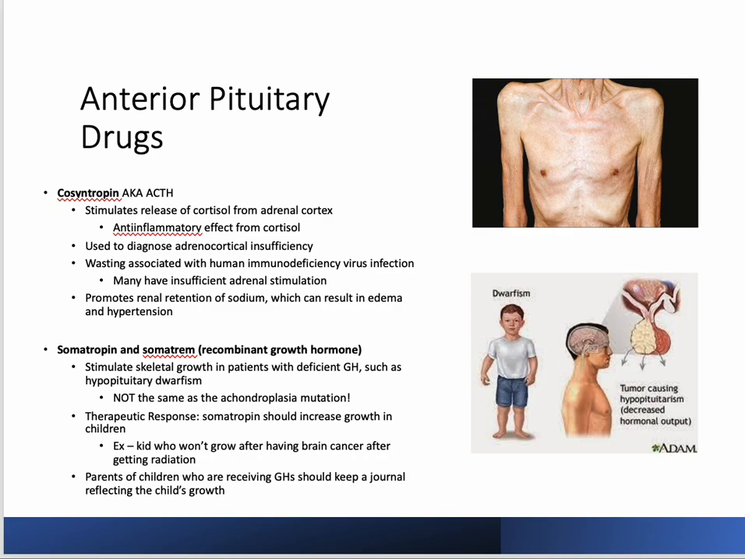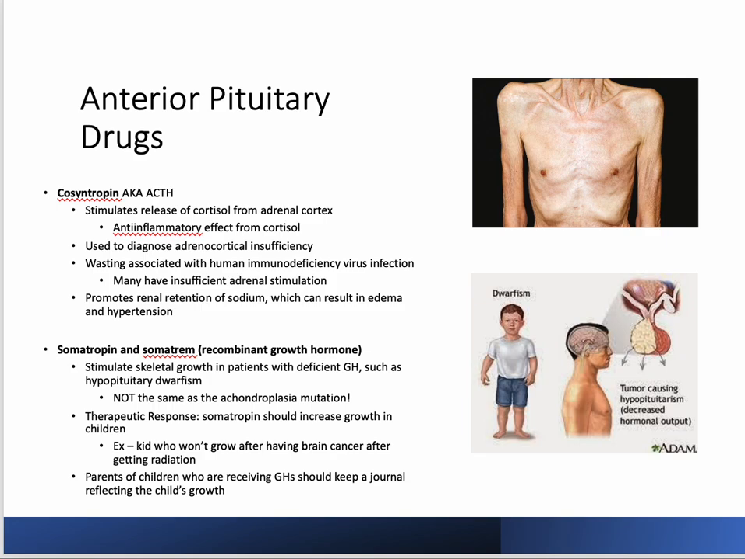Now, we do sometimes give cosyntropin for HIV wasting syndrome, and that is because we know that they often have insufficient stimulation of their adrenal glands. And so we will give them some steroids, but we also try to stimulate their adrenal glands. Now, remember that ACTH, once it is released, triggers cortisol, and cortisol causes sodium and water retention, which means that you can get edema and hypertension. And we'll talk about that more when we talk about the adrenals.